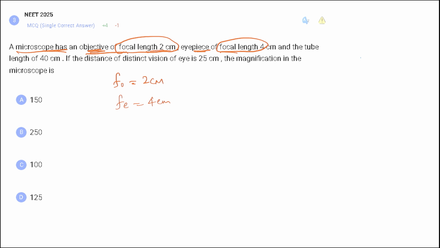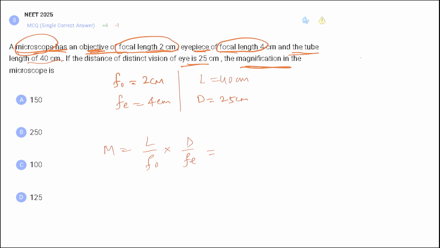So in this case they say that the length of tube is how much, that is 40 centimeter, L is equal to 40 centimeter, okay. And the D is given to you, distinct vision will be given to you how much, that is 25 centimeter, means this is a visible range, okay. So first of all this condition is given to you. They said that magnification of microscope, actually the formula of magnification of microscope is L by f naught into D by fe, okay. So we can say that this is 40 by 2 into 25 by 4, so we are getting this is 10 times, and this is how much, that is 5 times, so this is 125.